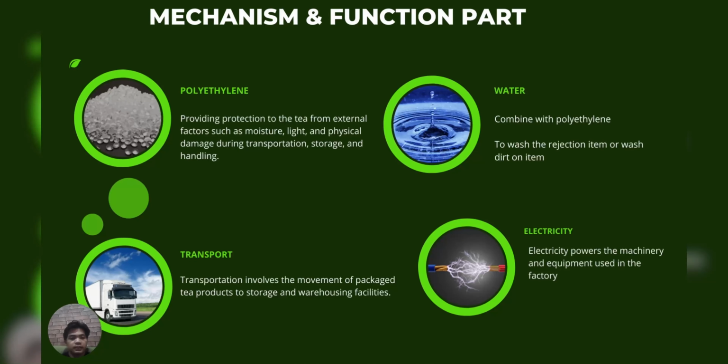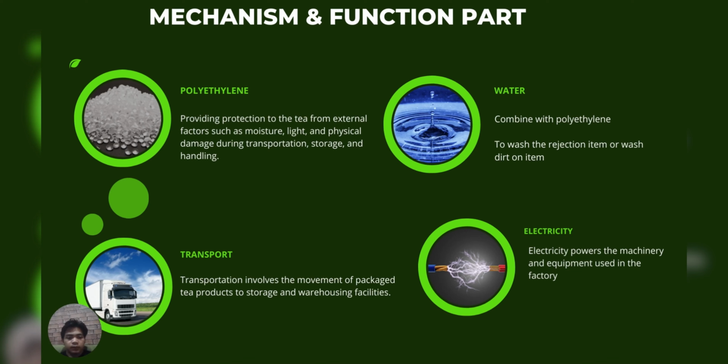For the next slide is the mechanism and function part. We use four elements or four mechanisms. The first one is polyethylene. It is used to protect the tea from external factors such as moisture, light, and physical damage during transportation, storage, and handling. Next is water. We use water to combine with polyethylene in the process, and also to wash the reduction item or wash dirt off the item.